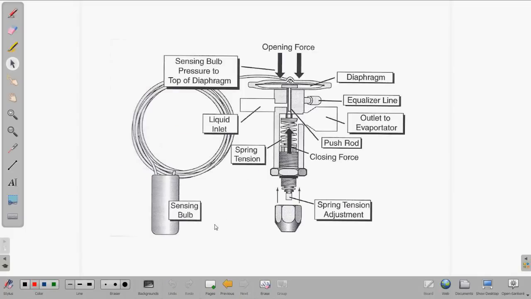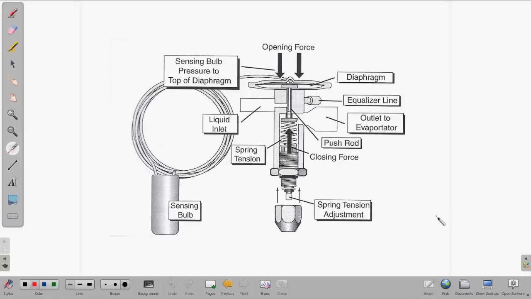Okay, so the equalizer line comes off and is attached to the evaporator. It just balances the pressure between where the sensing bulb is attached and the TXV. So the TXV has one opening force and it has two closing forces.